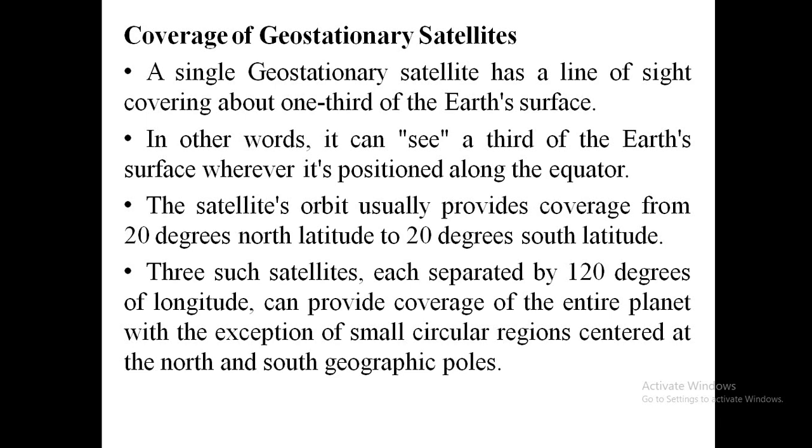The satellite's orbit usually provides coverage from 20° north latitude to 20° south latitude, and 3 such satellites that are separated by 120 degrees of longitude can provide coverage of the entire planet, with the exception of some circular regions at the north and south poles, which can be addressed by polar satellites.